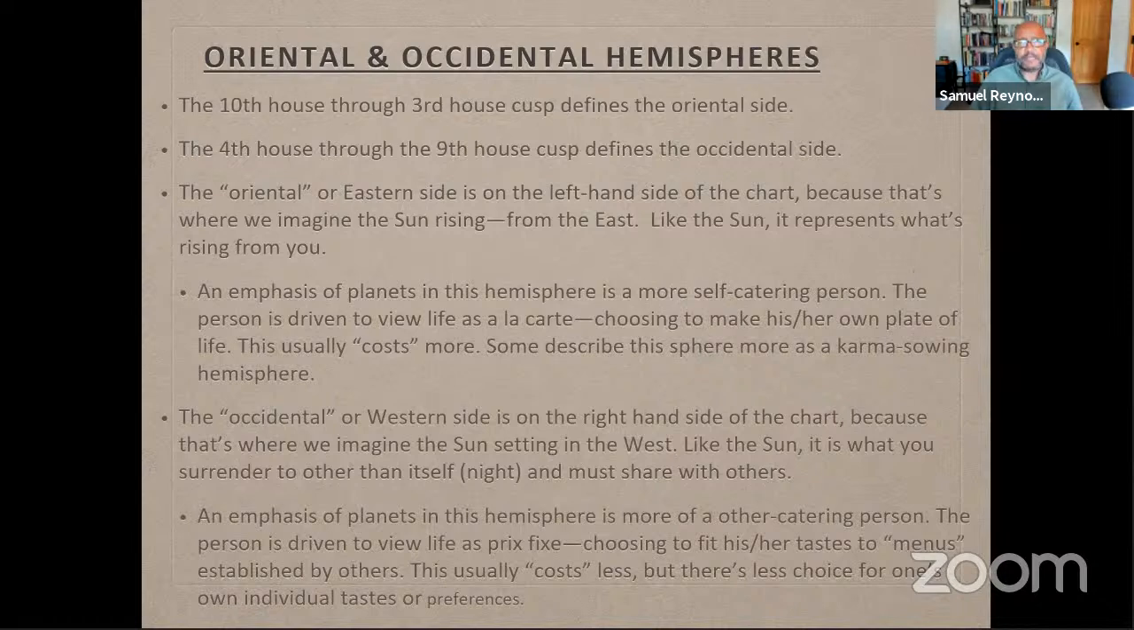Now, what this means is that you're usually fitting into structures, collaborations, connections, perhaps established by others rather than dictated by yourself, which is more so like the a la carte. This usually costs less, draws less from you, but you may not have as much flexibility related to choice or your individual taste and or preferences.